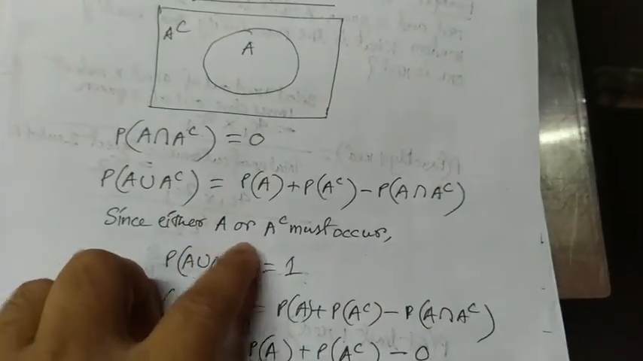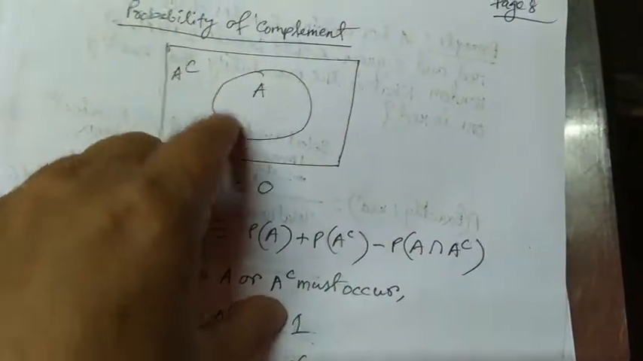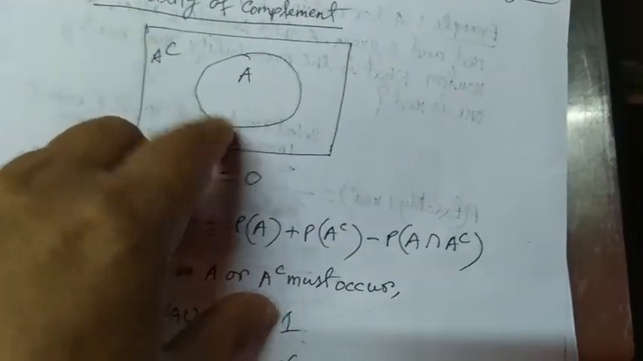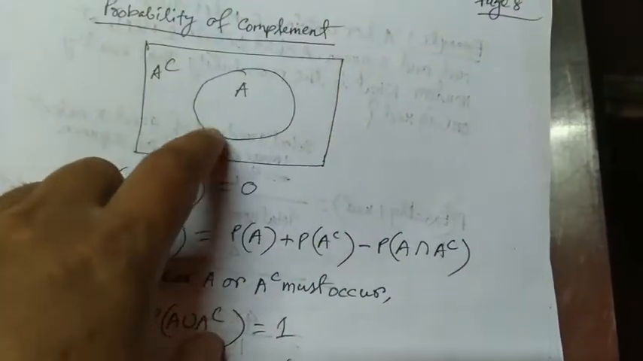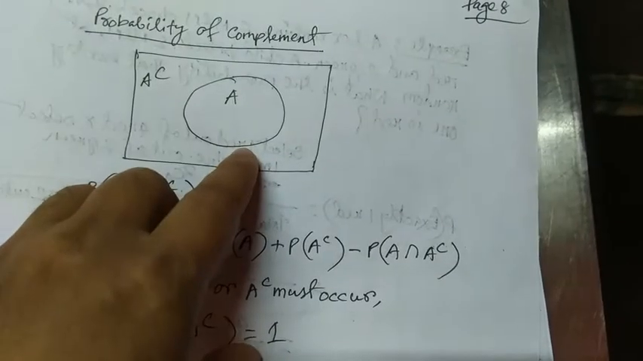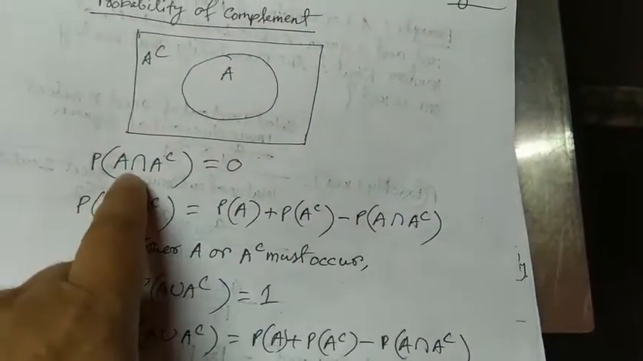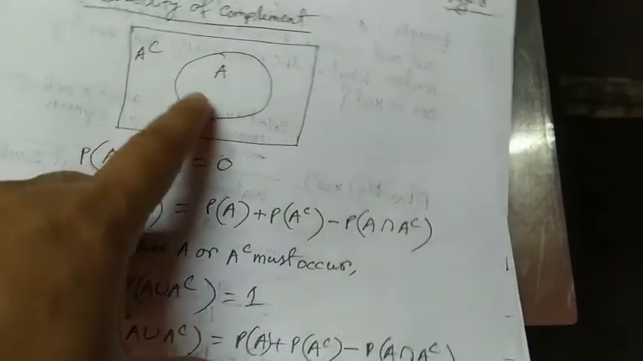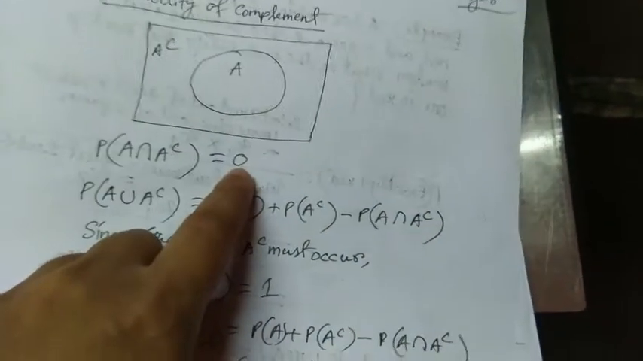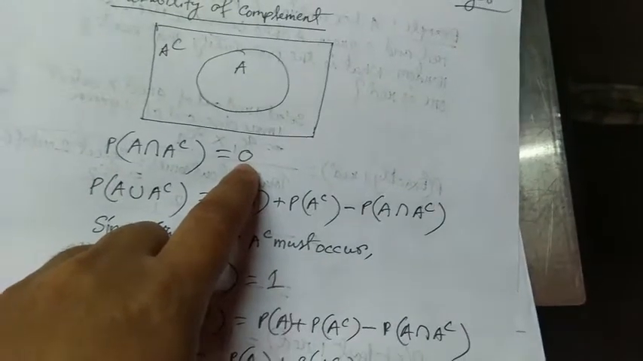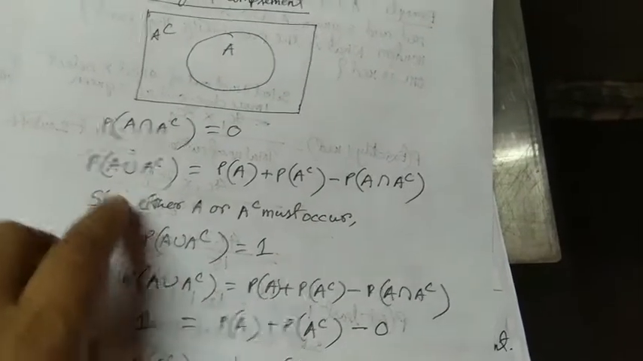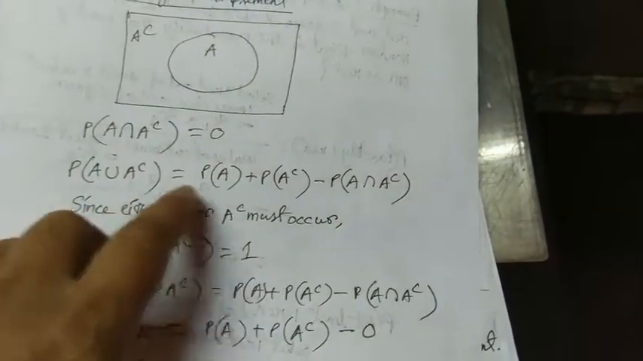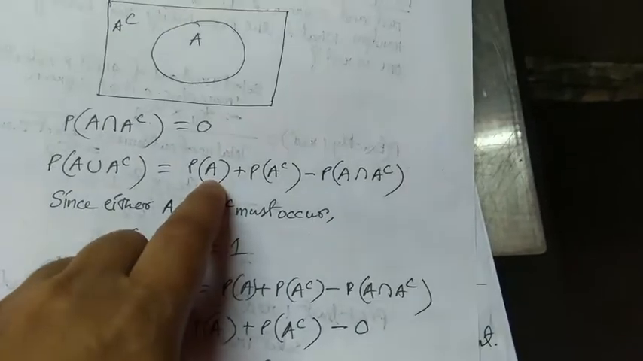Since either A or AC must occur, you can only get A or AC, you cannot get both, because AC is the complement of A. So there is nothing common between event A and AC, which means probability of A intersection AC is 0. So this part is 0, which means probability of A union AC is probability of A plus probability of AC.